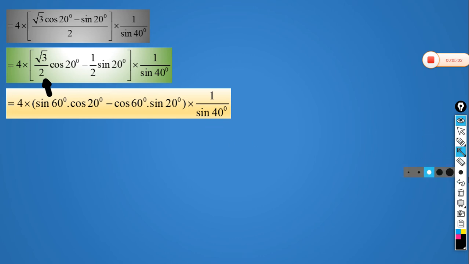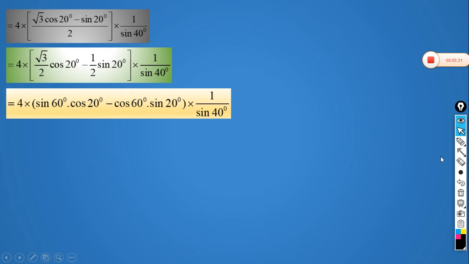So in order to do that, I try to write down root 3 by 2 as a function of sine. So I wrote that as sine 60 degree. And likewise, this 1 by 2 over here can be written as cos 60 degrees. So if I write these two numbers, root 3 by 2 and 1 by 2, as sine 60 and cos 60 respectively, now I have 4 into sine 60 into cos 20 minus cos 60 into sine 20 over here.